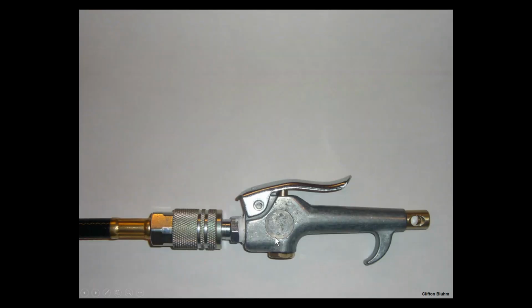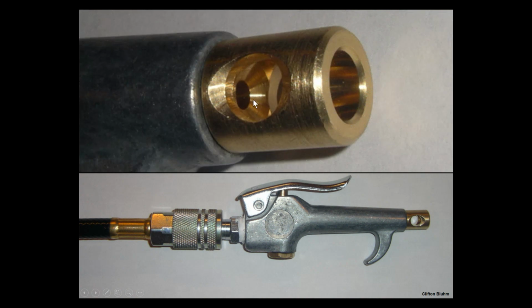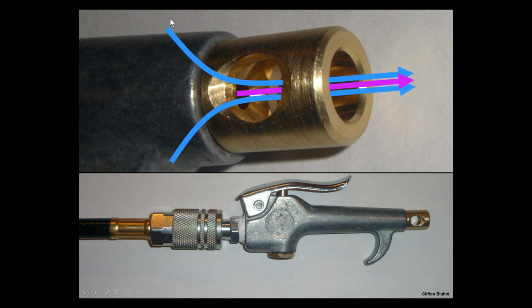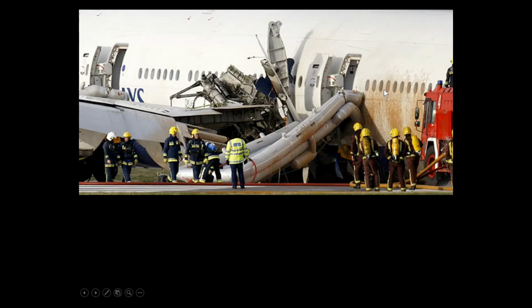A little air nozzle for blowing off the dust on your workbench or something. But if you notice, there's that hole, a little nozzle there. Air comes out right there and blows very fast through there, but that fast-moving air lessens the pressure inside there, and the air from the outside joins in, and you can get a lot more air flowing through there than just the air that was coming out of that hole.